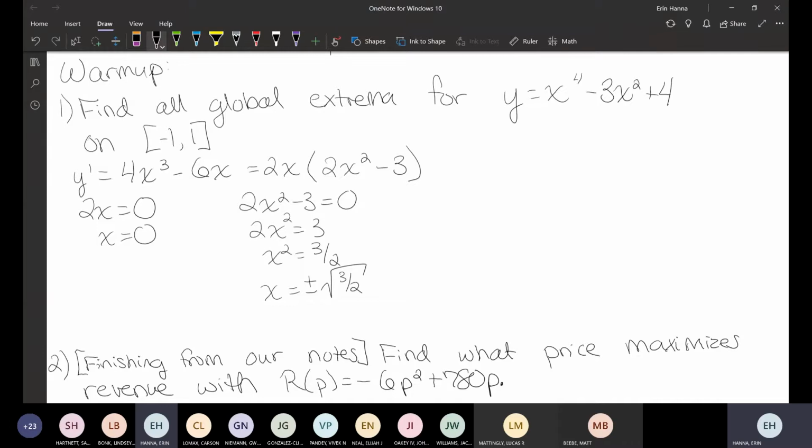But if I remember this correctly, this is approximately positive or negative 1.22474.